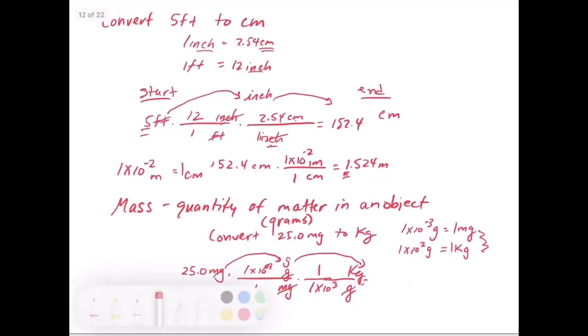So here's how you're going to plug this into your calculator. You're going to say 25 times 1 times 10 to the minus 3, and then click enter. Then you're going to hit the divide button, and divide by 1 times 10 to the 3. And then that'll get you the right answer. So make sure you can get the right answer on your calculator. You're going to get 2.50 times 10 to the minus 5 kilograms for that.